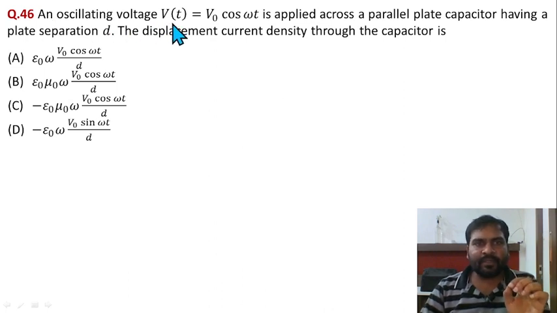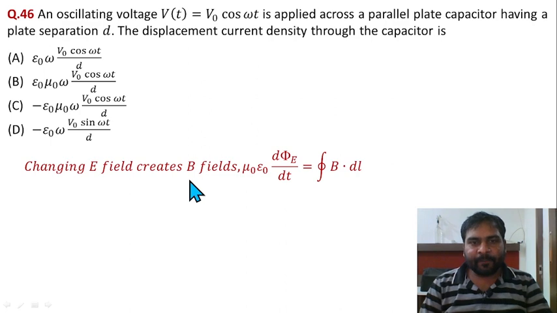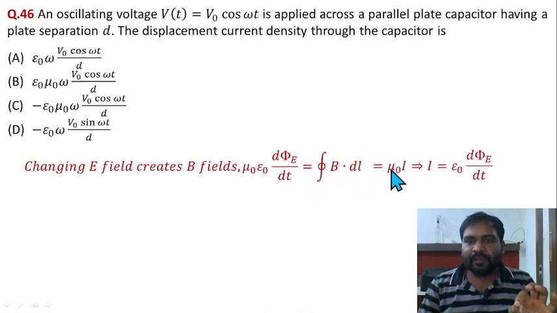Question 46. An oscillating voltage V(t) equals V naught cos omega t is applied across a parallel plate capacitor having a plate separation d. The displacement current density through the capacitor is? A changing electric field creates a magnetic field. Mu naught epsilon naught d phi E divided by dt equals the integral of B dot dl, and this is also equal to mu naught I.